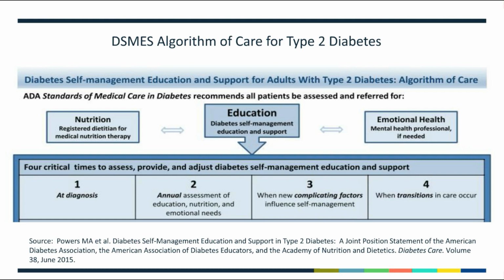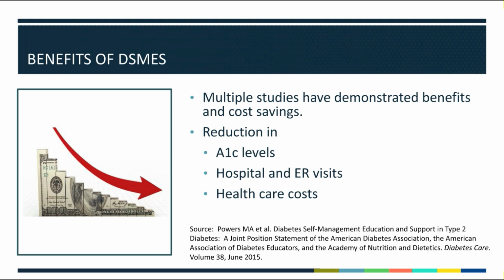And as you look down the slide, you'll see that there really are 4 critical times that it's recommended people get referred for DSMES: at diagnosis, their annual assessment for education, nutrition, and emotional needs, when new complications are factors influencing self-management, and also when there are transitions of care, whether that's as you're leaving pediatric care if you have type 2 into adult care, or you're moving into your senior years. All of those are important times also to get that DSMES. Next slide, please. There really are a lot of benefits to DSMES.